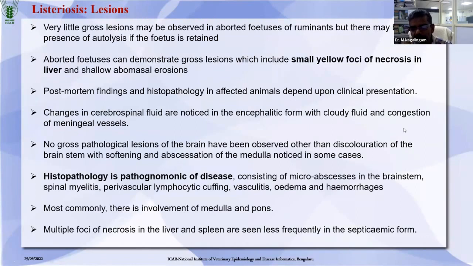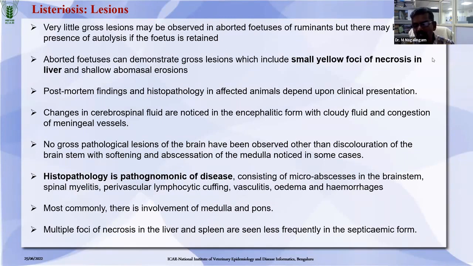So when we come to the lesions exhibited by the animals because of Listeria infection, in the aborted fetus there are no appreciable gross lesions. Autolysis might be there if the fetus is not expelled. An aborted fetus can have small yellow foci of necrosis in the liver. It can also have some shallow abomasal erosions.